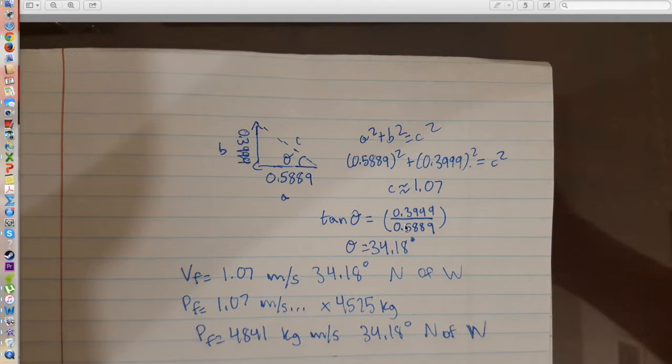So now we move on to the final velocities, and the final x is 0.5889. The final velocity for the y is 0.3999. And again, use a squared plus b squared equals c squared. You get 1.07. Find the degree, 34.18 degrees. So that's the final velocity is 1.07 meters per second, 34.18 degrees north of west. To find the momentum, you multiply it by the mass. And the final momentum of the FedEx car is 4,841 kilograms meters per second, 34.18 degrees north of west.